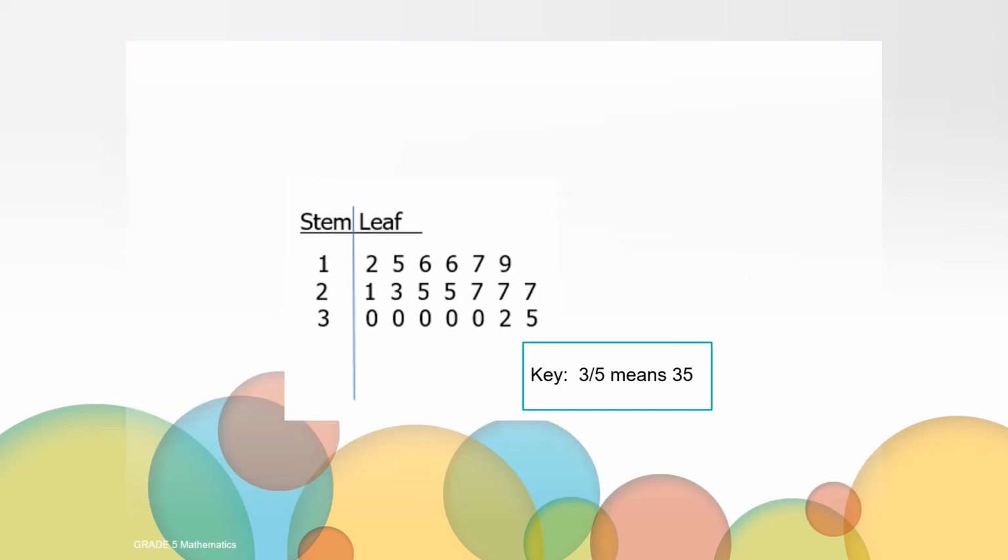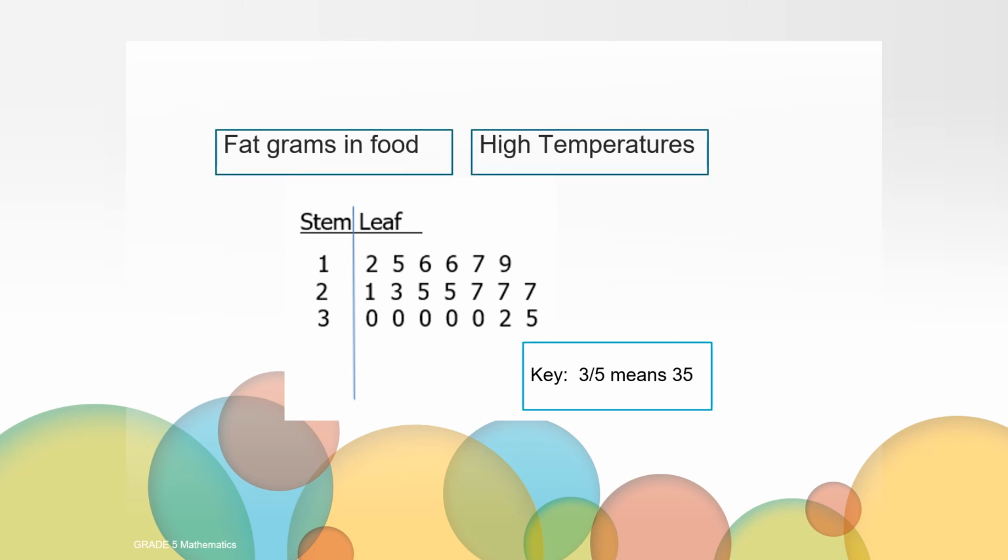So now let's return to our notice and wonder graph. What could this data represent? Well, let's think of the two stem and leaf plots we created today. One was titled Number of Fat Grams in Food Items at 7-Eleven, and the other one, High Temperatures in Mérida, Mexico, April 1st through 14th, 2020. Which of those two titles make the most sense for this line plot?